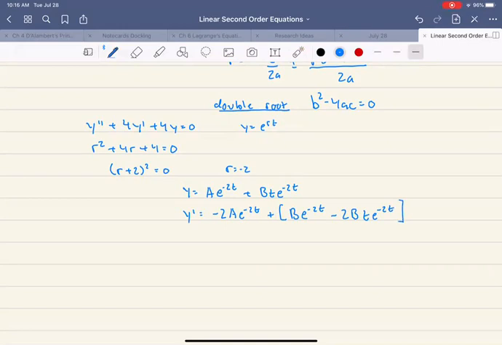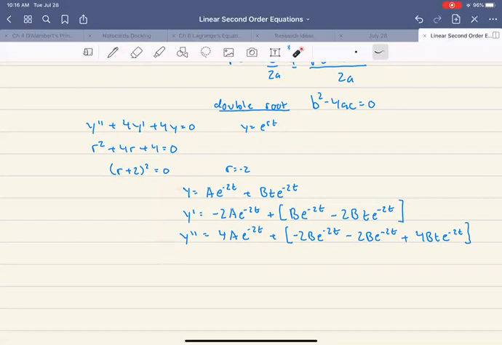Okay, let's take y double prime. y double prime is going to be 4a e to the negative 2t plus negative 2b e to the negative 2t minus, now that's going to be 2b e to the negative 2t plus 4b t e to the negative 2t. Whew, that's a handful.